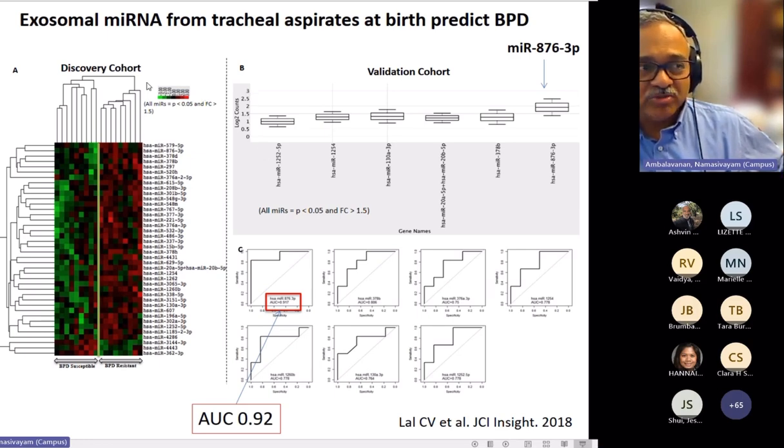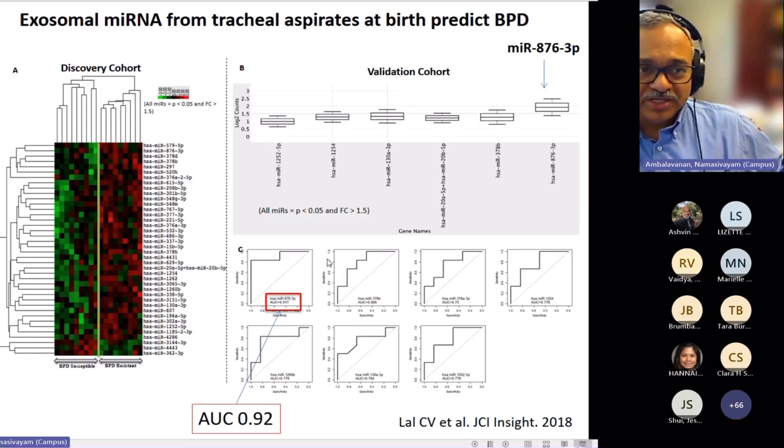So we looked at exosomal microRNA, again from these tracheal aspirates at the time of birth, and in our discovery cohort we found 40 different microRNA. Of those 40, we found 6 were different even in the validation cohort. We looked at the top target, which was MIR876-3P, and we found it's a very strong predictor of death or BPD, with an area under the curve of 0.92, which indicates a very good biomarker.